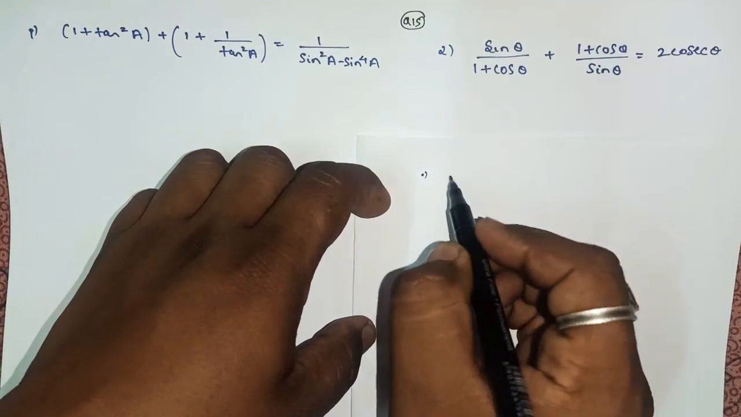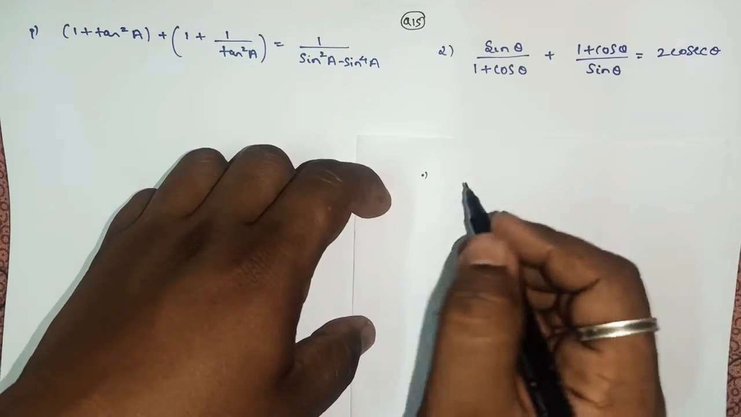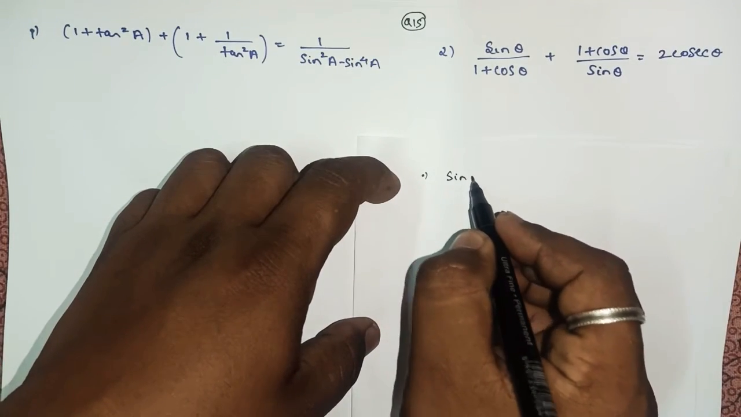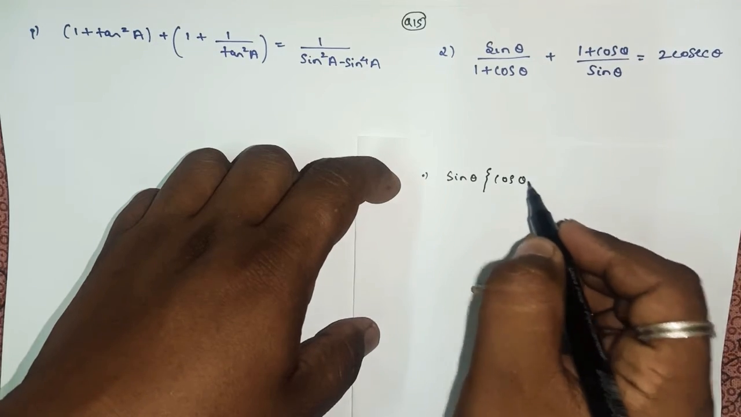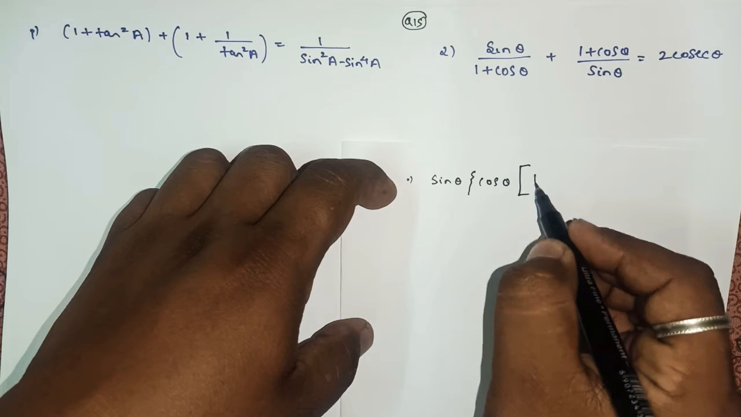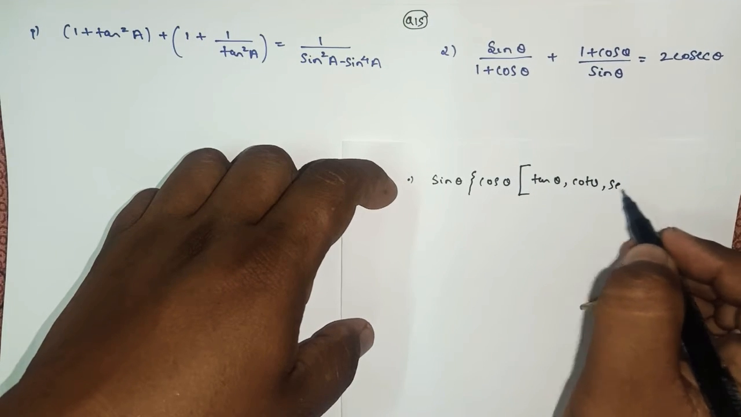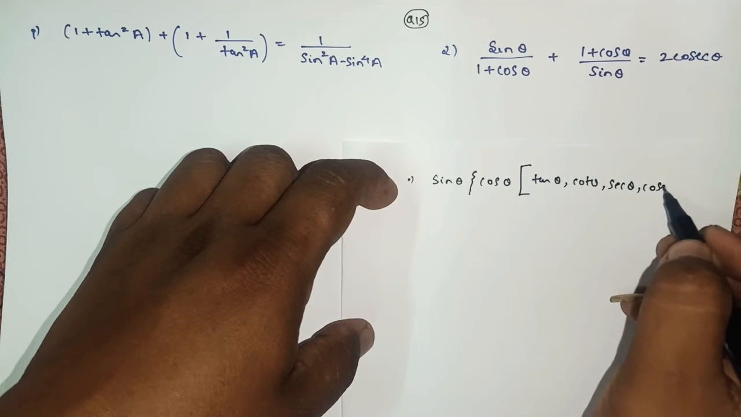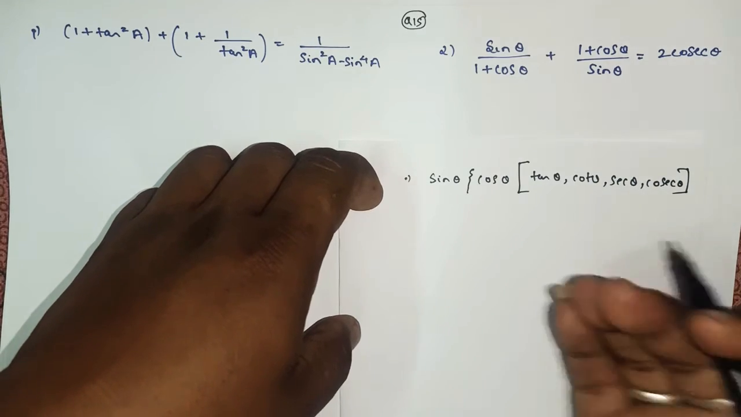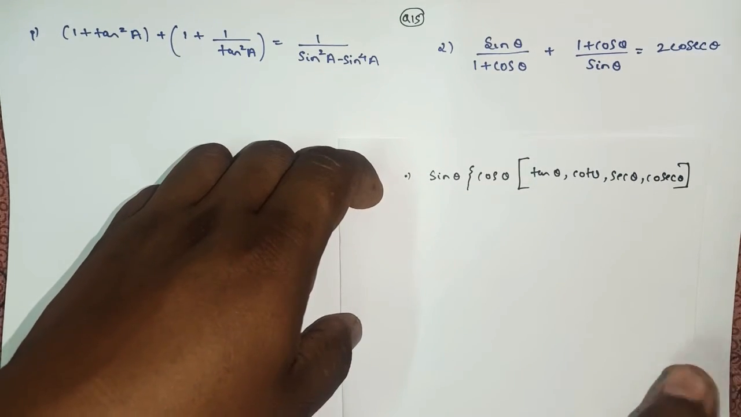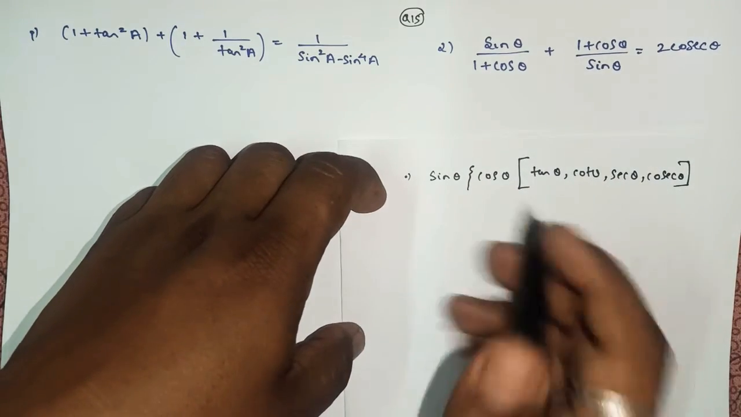Try to convert the given trigonometric function into sine and cos. To make the sum easy, try to convert it into sine and cos if the question is in tan, cot, sec and cosec. This is the first hint. It will make the sum easier. Whenever it is in tan, cot, sec, cosec, convert into sine and cos.